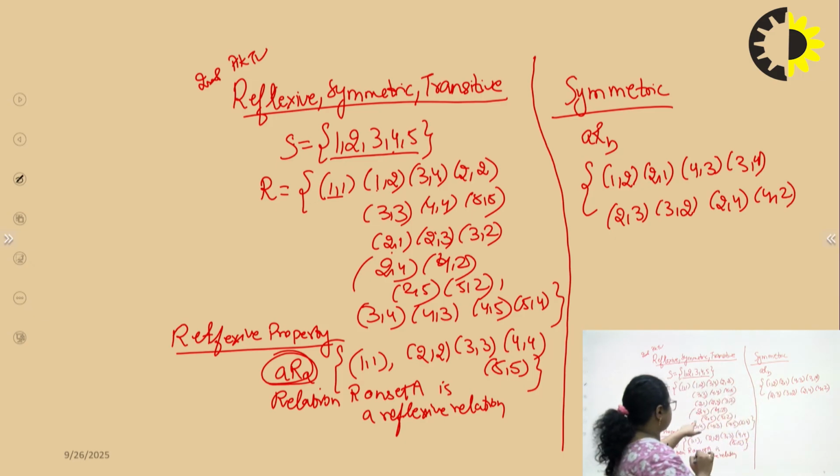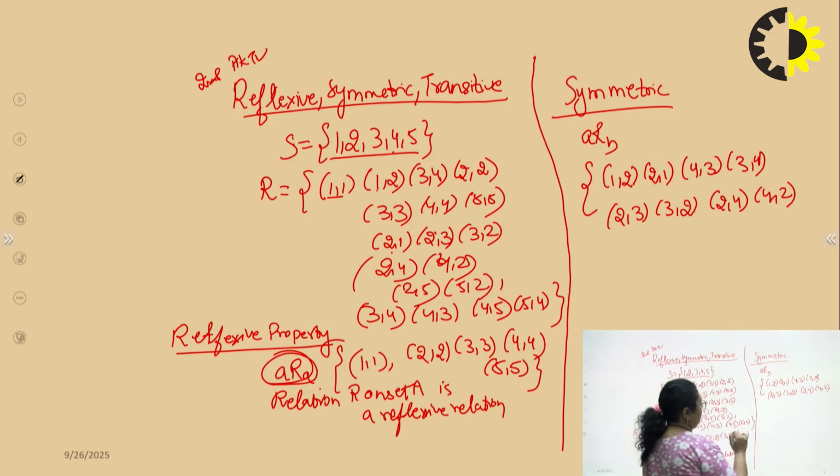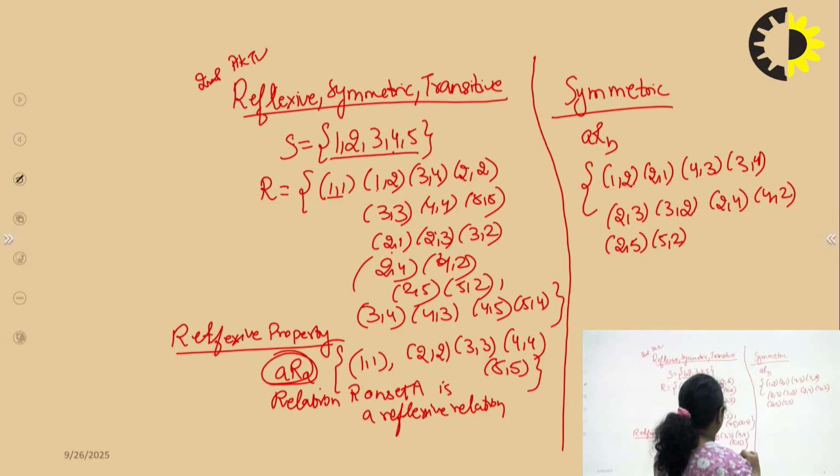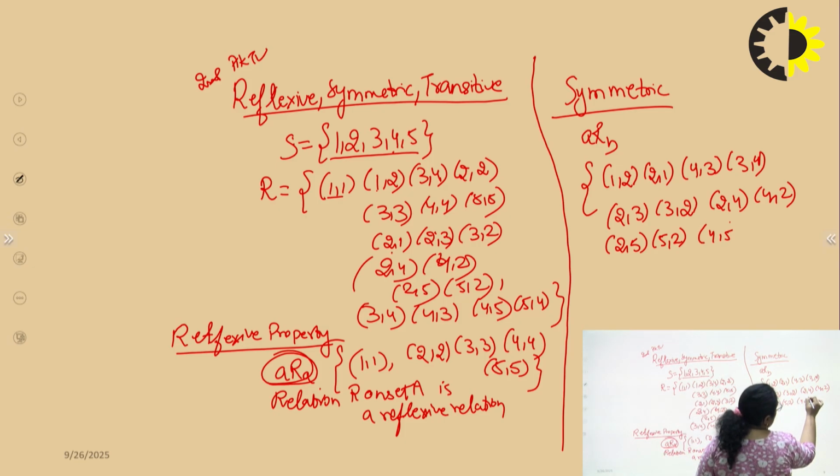Next we check (2,5). If (2,5) is there, then (5,2) must be present. Now we check (3,4); (4,3) is already there. We have written that. (4,5): (5,4) is also there.